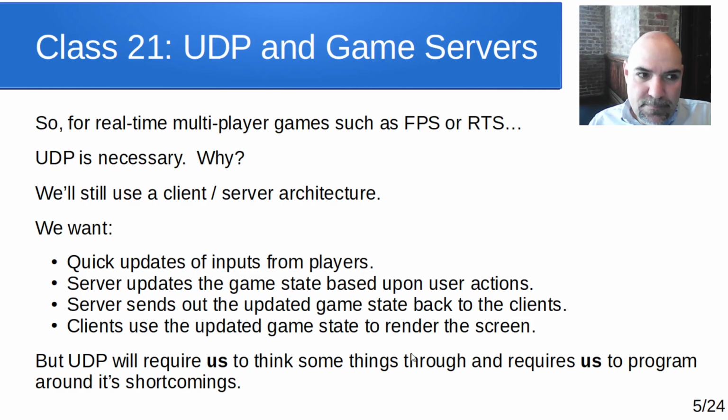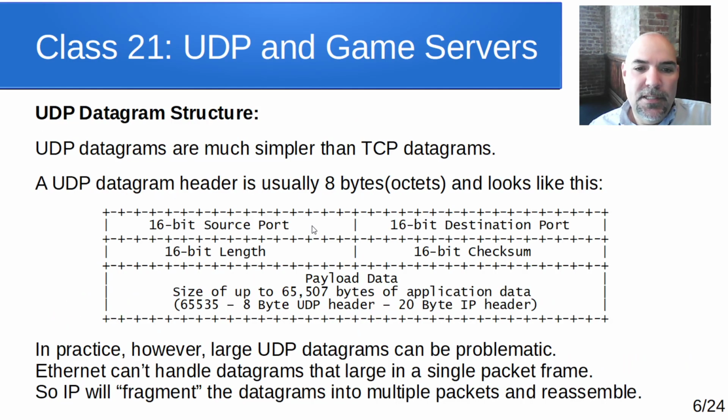Now, one of the things, though, is that seems great, but since UDP can potentially lose packets and potentially swap the sequence of some of them, we need to think through some things, and it's going to require us to program around some of those shortcomings. But if we want something low latency, UDP is really necessary, and TCP is not really going to be an option for us, just because we don't have any control over it.